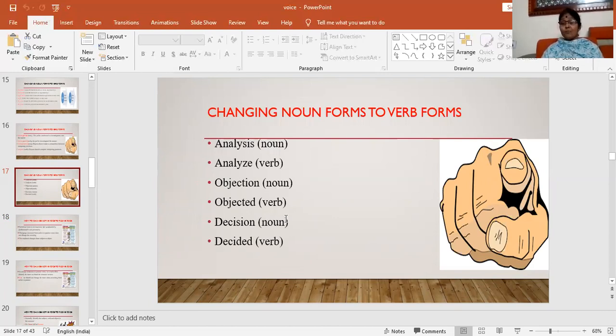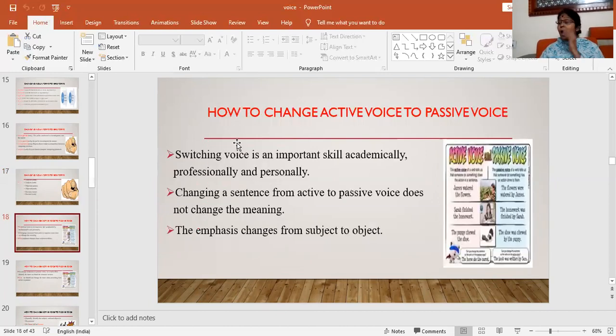Decision in noun form will become decided in verb form. So this is how you can change noun forms to verb forms. Is it clear? Now, how to change active voice to passive voice. Now we will learn how to change active voice to passive voice. Switching voice is an important skill.